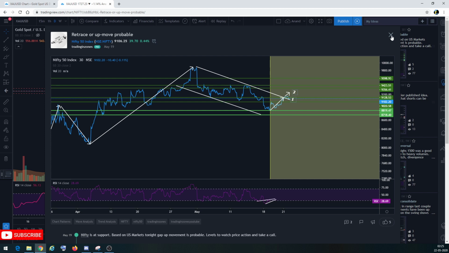Did it move as per your expectation? Was your analysis or your probability right? What was your risk ratio and all those things? You can make notes here, and the notes will stay with the idea once you put a text and publish it.